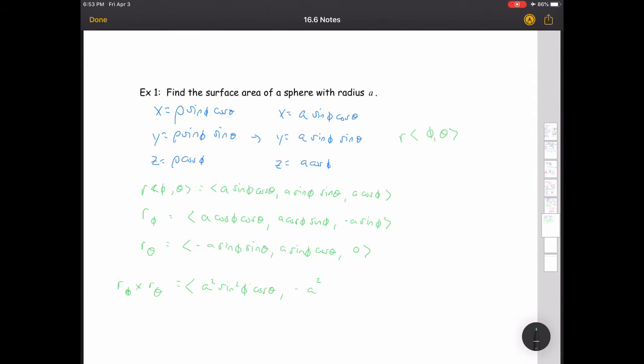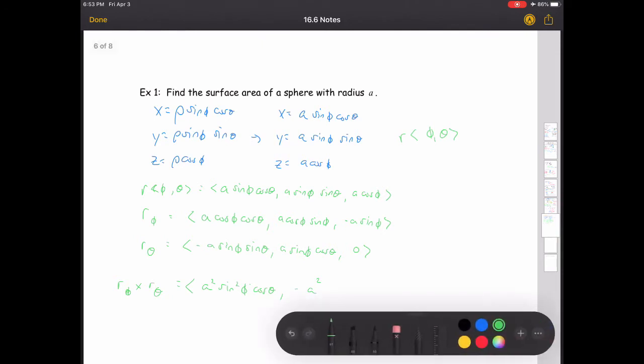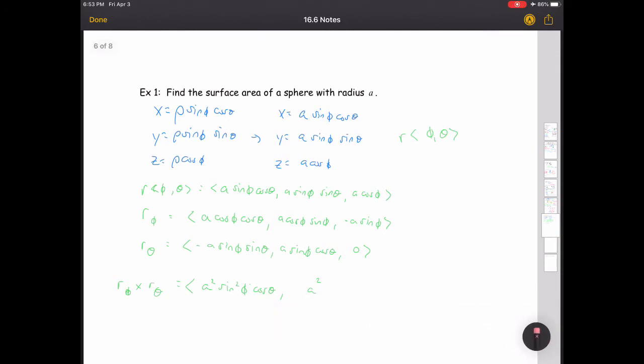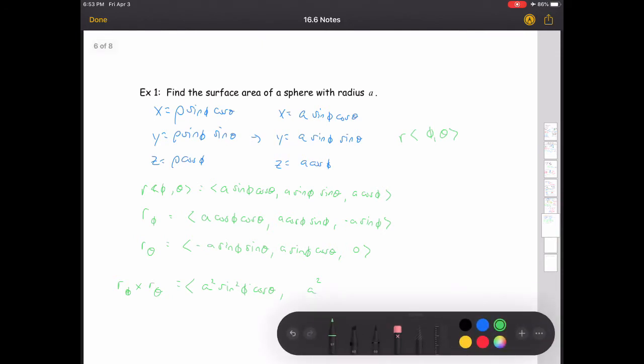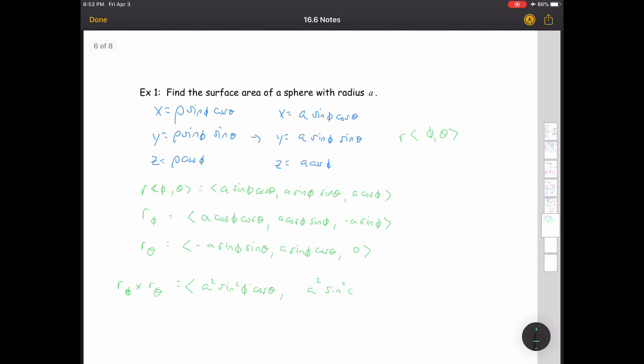Yeah, no, that's going to be positive, isn't it? Wow, it really is kind of tough to keep all that straight. It's going to be positive. Positive a squared, double check that, but positive a squared sine squared phi sine theta. Yeah, that's good.